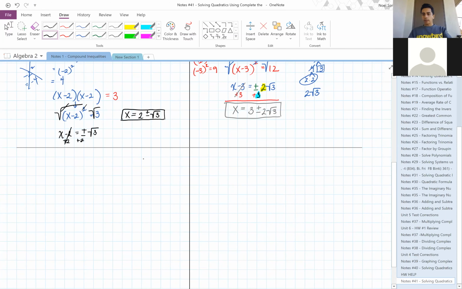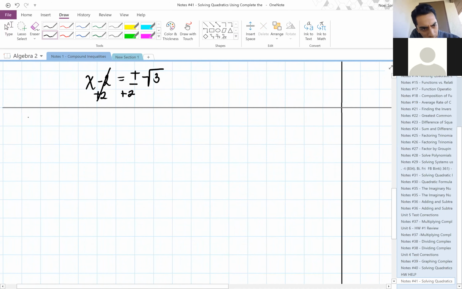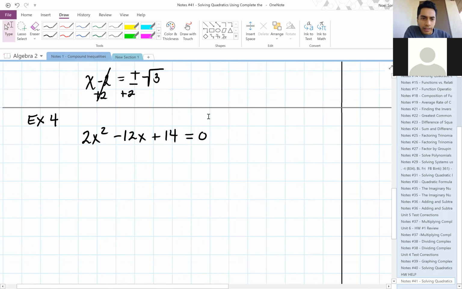Okay, so now let's see what happens in the event that we do have a constant that is not one. Let's say we have a quadratic that does not have a leading coefficient of 1. So for example 4 here, let's say you're given now 2x squared minus 12x plus 14, and that's equal to 0. Okay, so far everything we've looked at, the leading coefficient was 1. Now what happens if the leading coefficient is not 1?